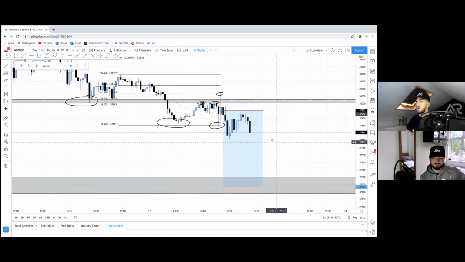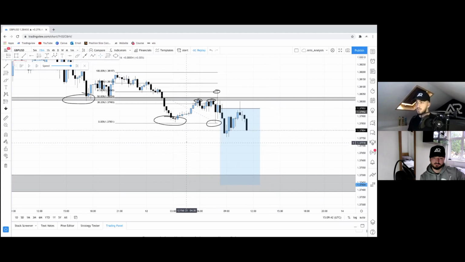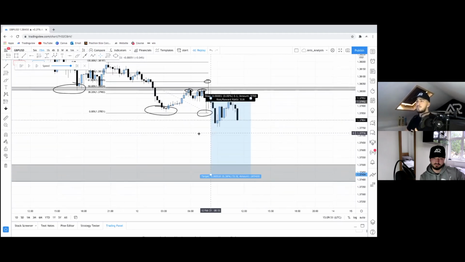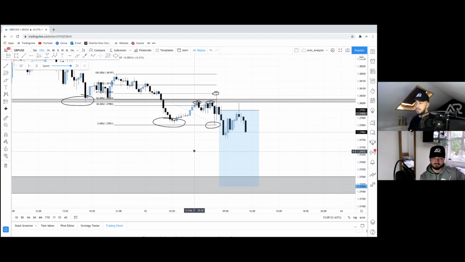Now, what happens there, and this is where emotions can come into play, is you can see price stopped us out at break even and then formed a massive wick to the upside and then a couple more bearish engulfing candles. Now, what this is potentially doing is tricking people into re-entering the market for sell positions.